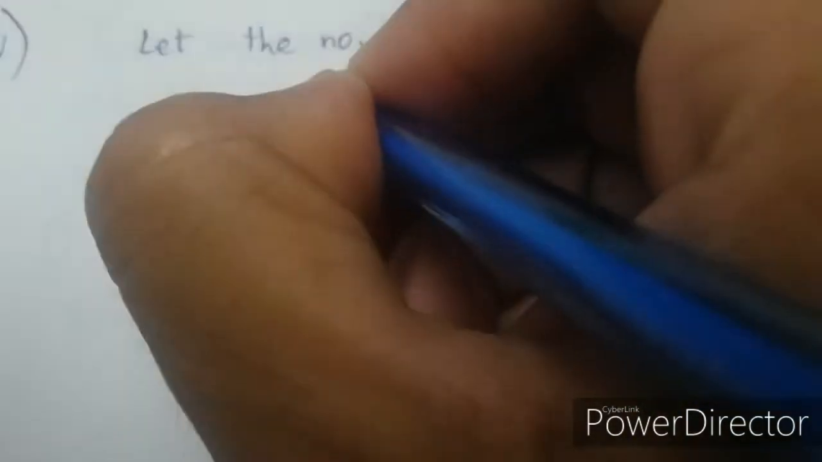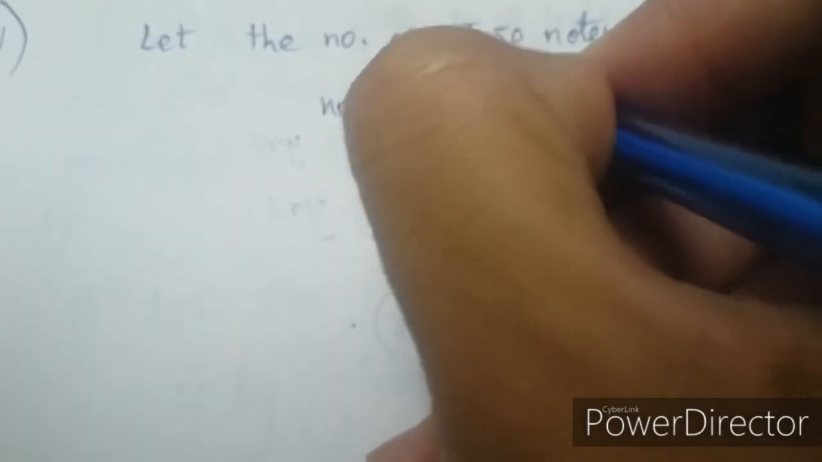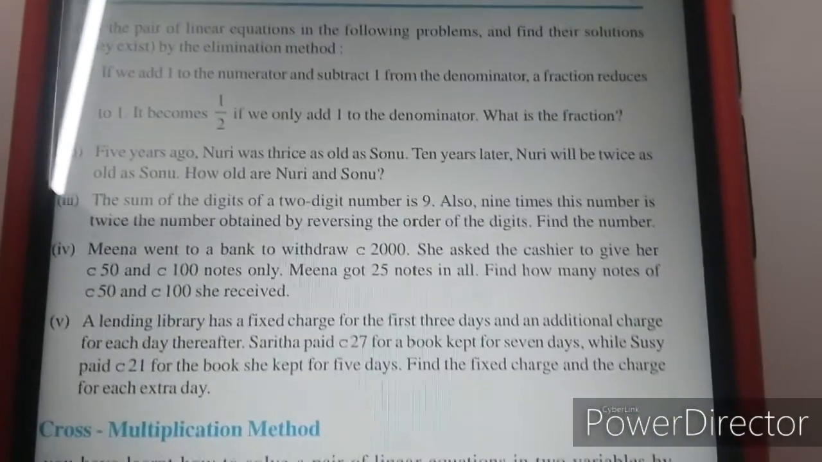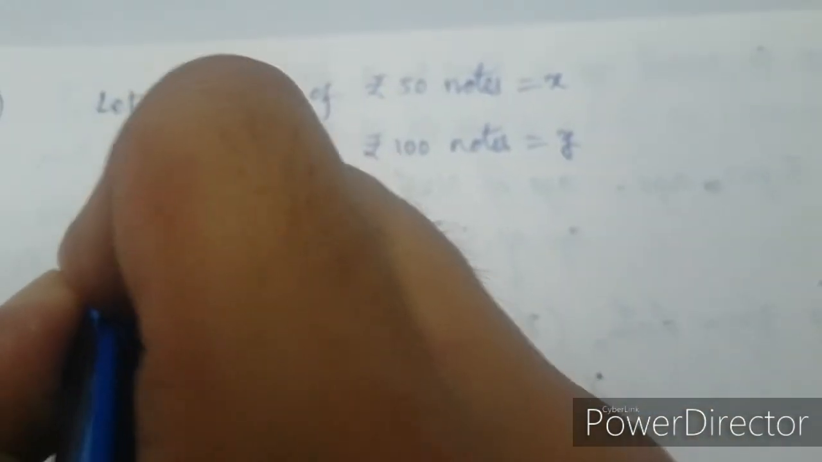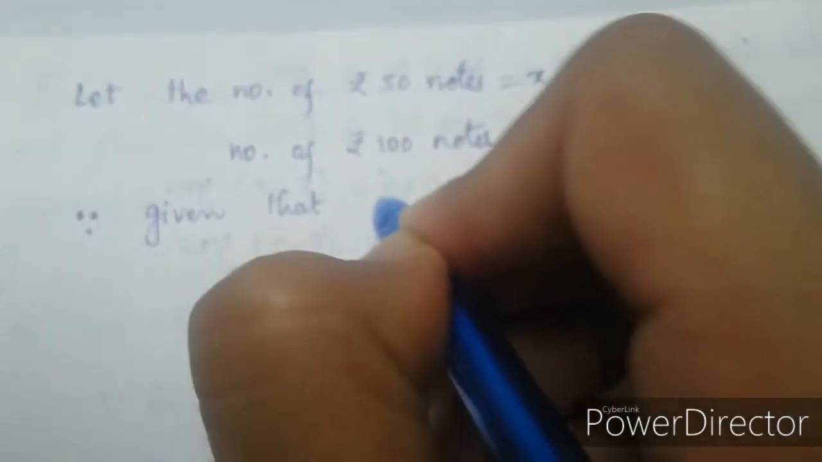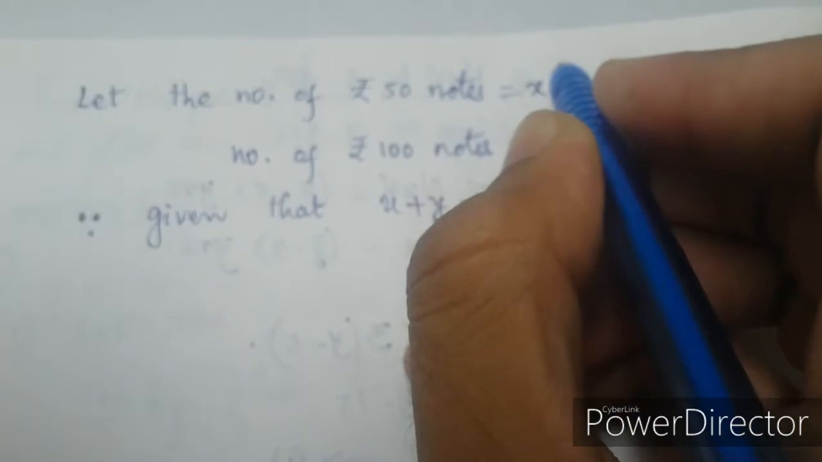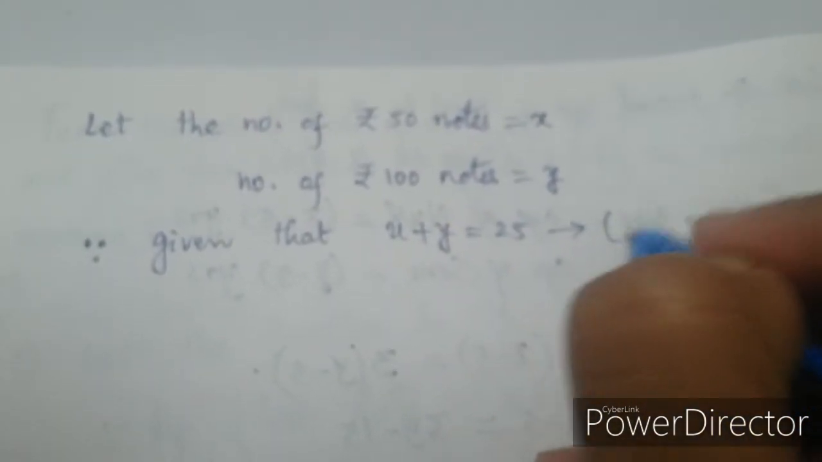Let the number of rupees 50 notes be equal to X. Number of rupees 100 notes is equal to Y. Since by given data she got 25 notes in all, it is given like that. Since given that number of notes is equal to 25, number of 50 rupees notes plus number of 100 rupees notes is 25. First equation is formed.